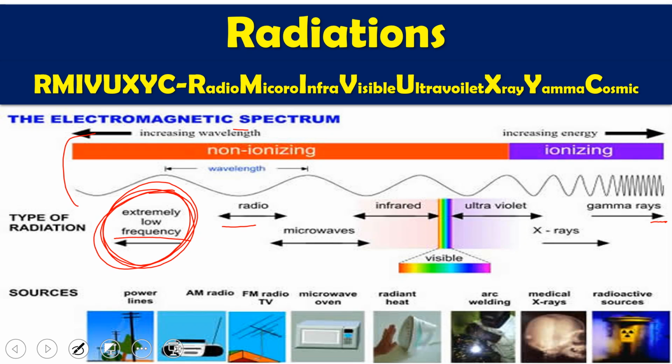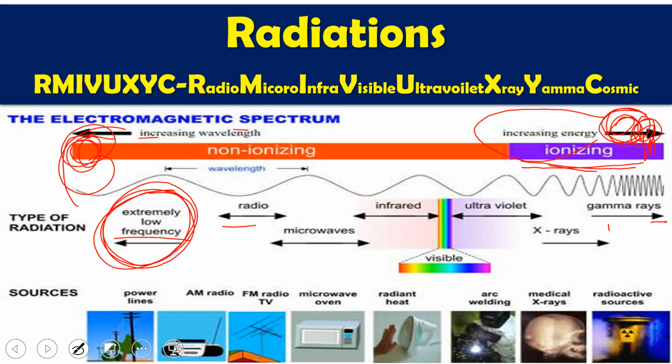So this side has the maximum wavelength and the lowest energy. This side has the lowest wavelength and maximum energy. So energy is increasing, and here we have the maximum energy. The radiations with the highest energy, on this side, are ionizing. They give rise to ions, and those ions are going to affect our DNA. So these ionizing radiations have maximum energy.